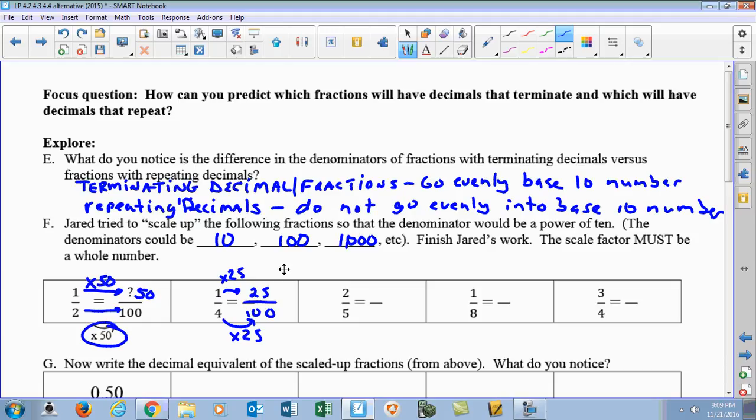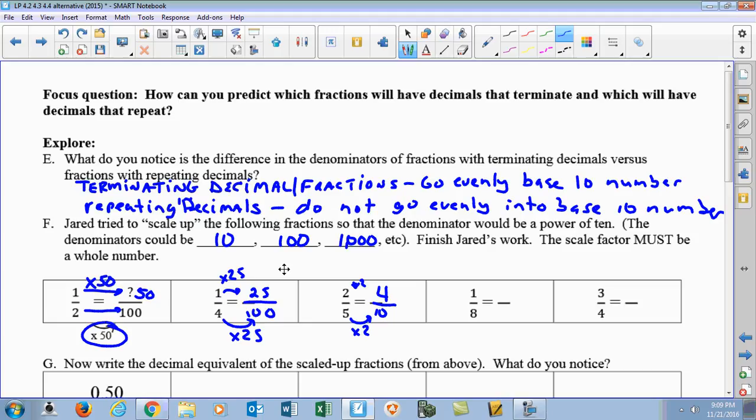Now go to 2/5. Can 5 go into 10? It sure can, so we're going to put 10 down here because we go from 5 to 10 by multiplying by 2. So up here, we're going to multiply by 2, and 2 times 2 is 4. So our equivalent fraction of 2/5 is 4/10.